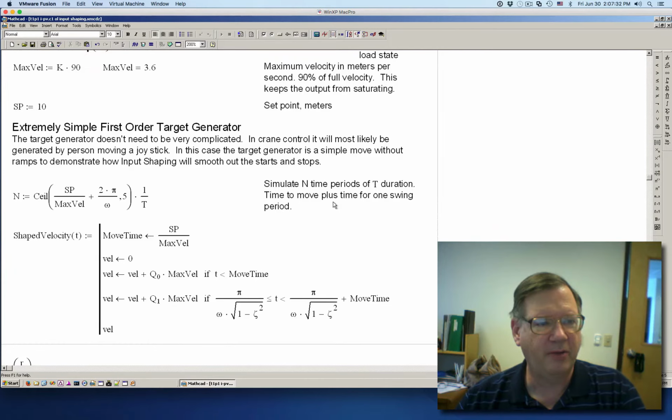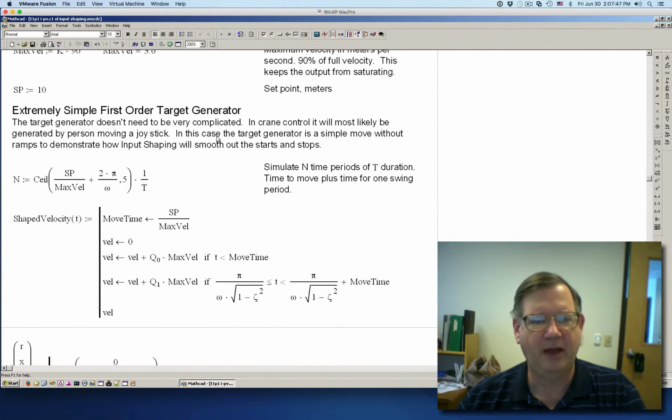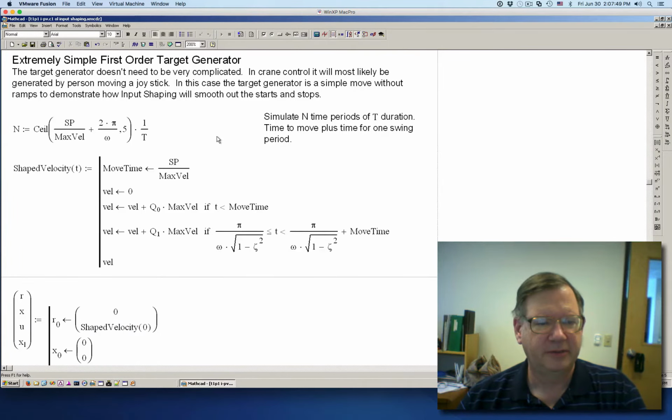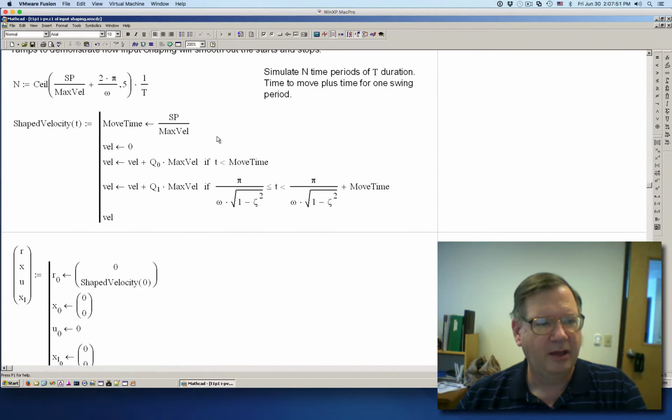Okay, to start with, I'm going to assume that we have a max speed of 3.6 meters per second, and that's 90% of the maximum velocity of 4 meters per second, and I'm going to have a set point of 10 meters. Now this is the length of the sample time, which is basically the time it takes to make the move, and then I add a cycle to that.